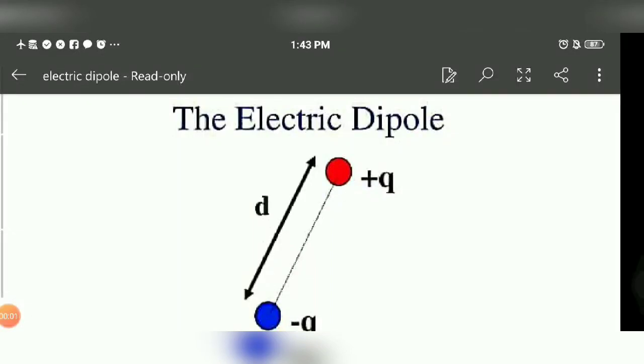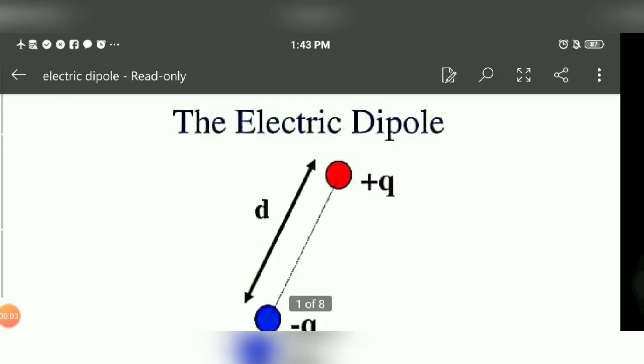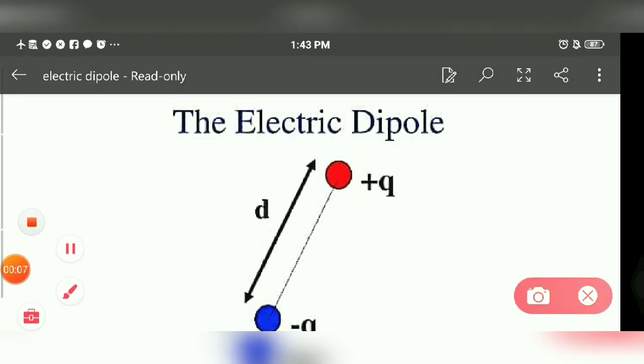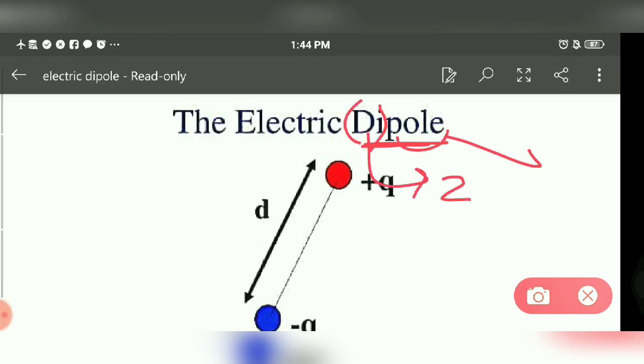Students, let's start our today's video related to electric dipole. First of all, let's start with electric dipole. Dipole: di means two, pole means sides or polarity. So electric means charge.